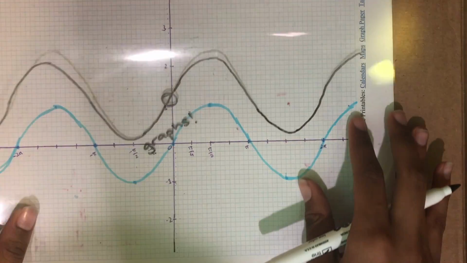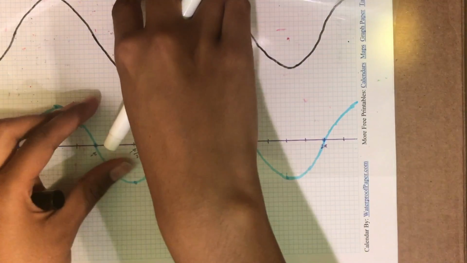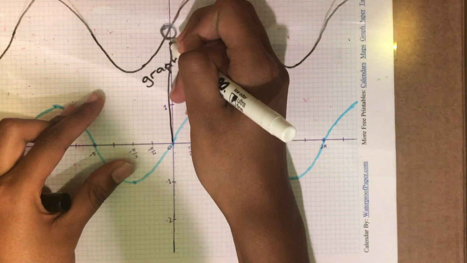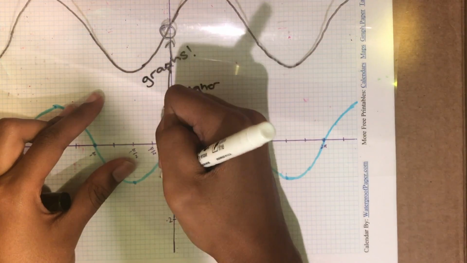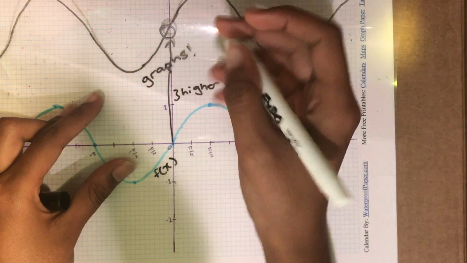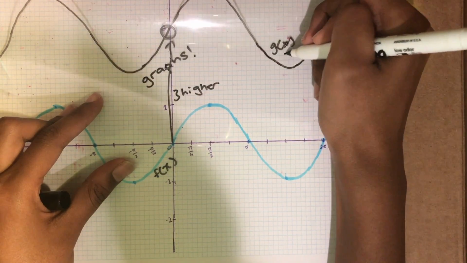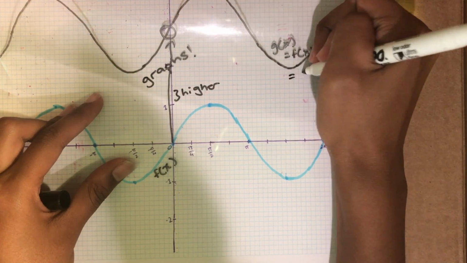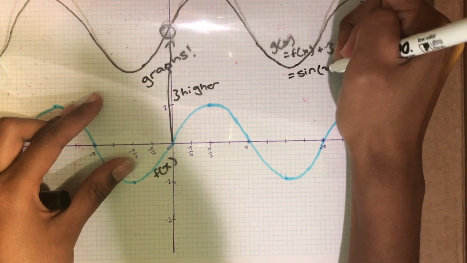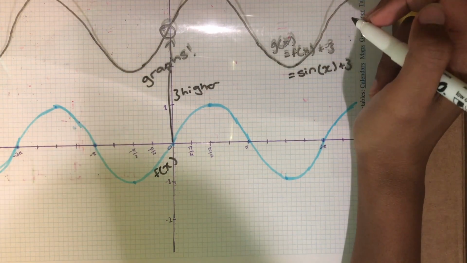Well, to move things up by, say, 3, then we want to take all of the y-coordinates, all of the heights, and make them 3 higher. We can do this by taking the original function, which I'm going to call f of x, and add 3 to it. So the new function, or g of x, is going to equal f of x plus 3. Since our original function is the sine graph, we can also write this as g of x equals the sine of x plus 3. And that will look like this, the move up that we wanted.